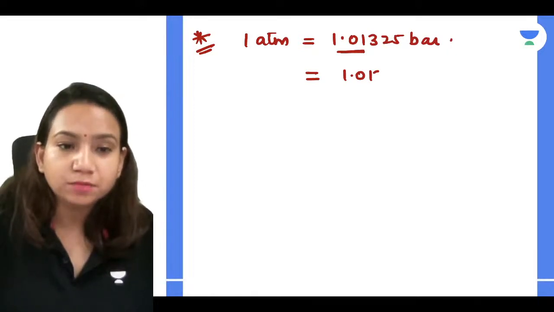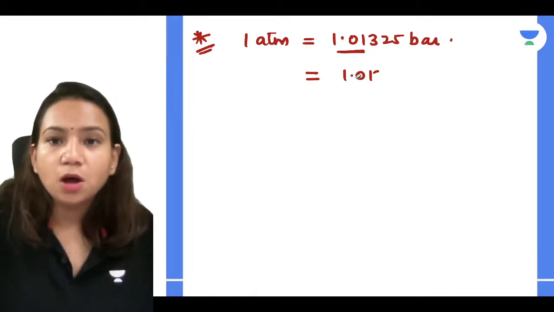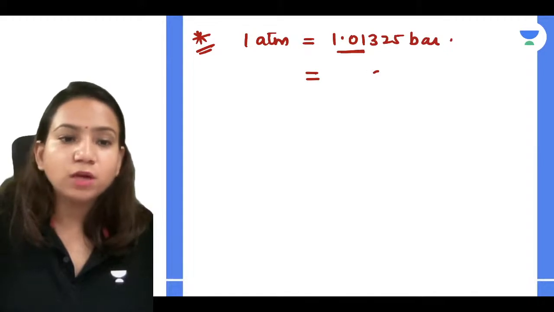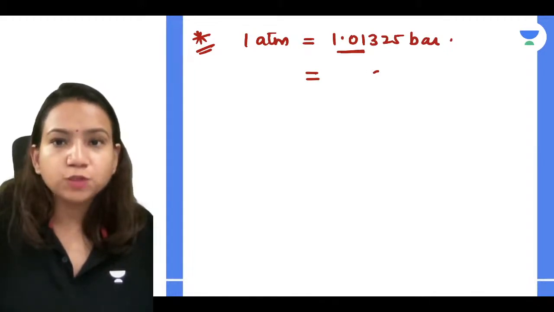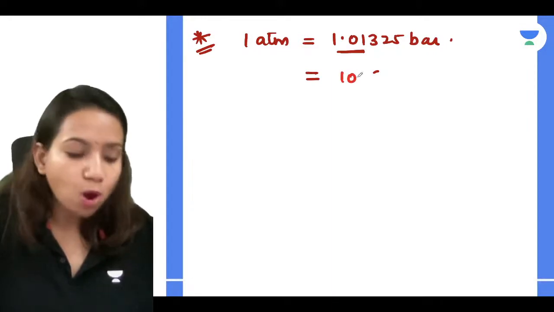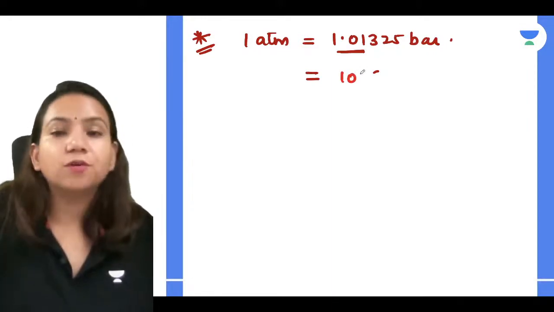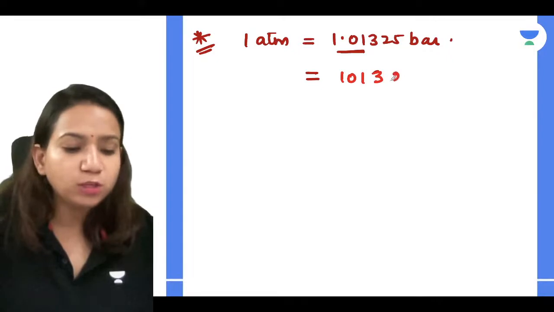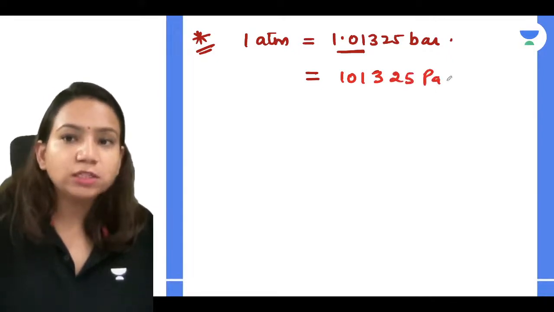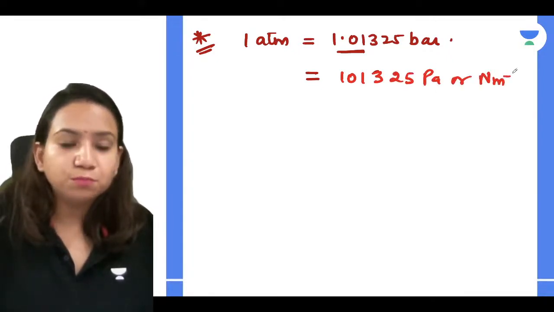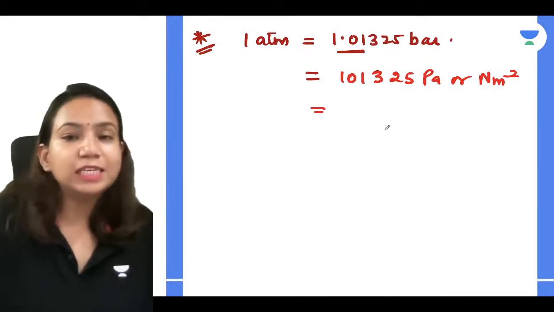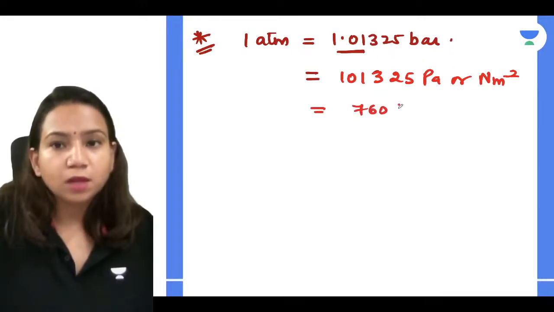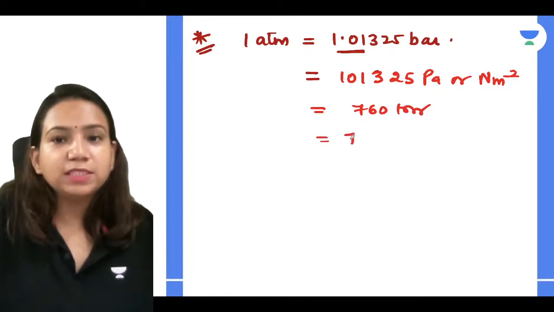So this is also equal to 101325 Pascal, which is also equal to the same value, 101325, without points, in Pascal, or this is also called Newton per meter square, correct, which is also equal to 760 torr, and which is also equal to 760 mmHg.